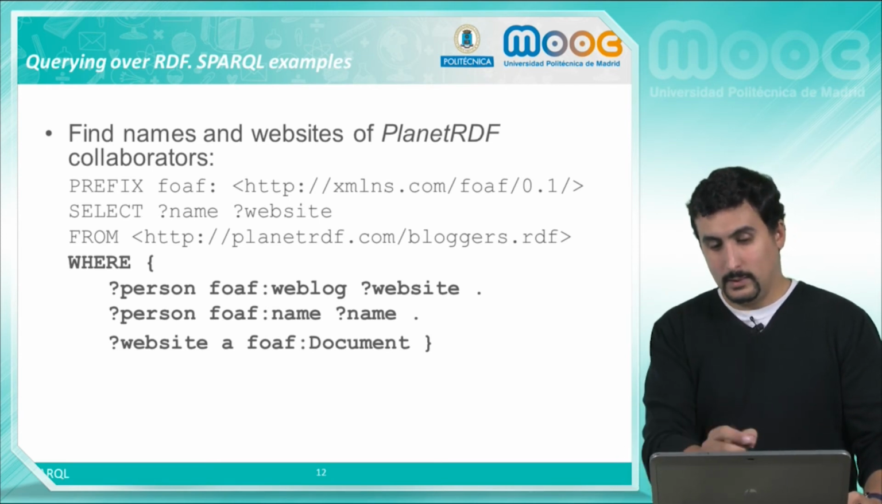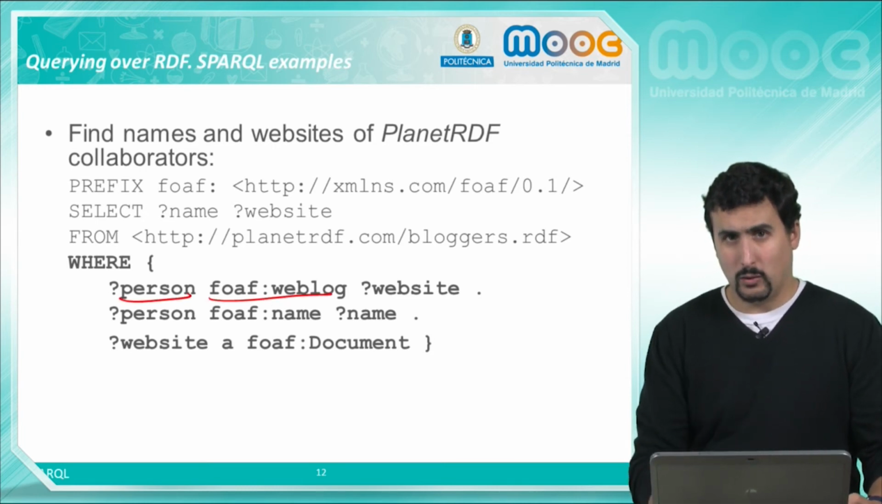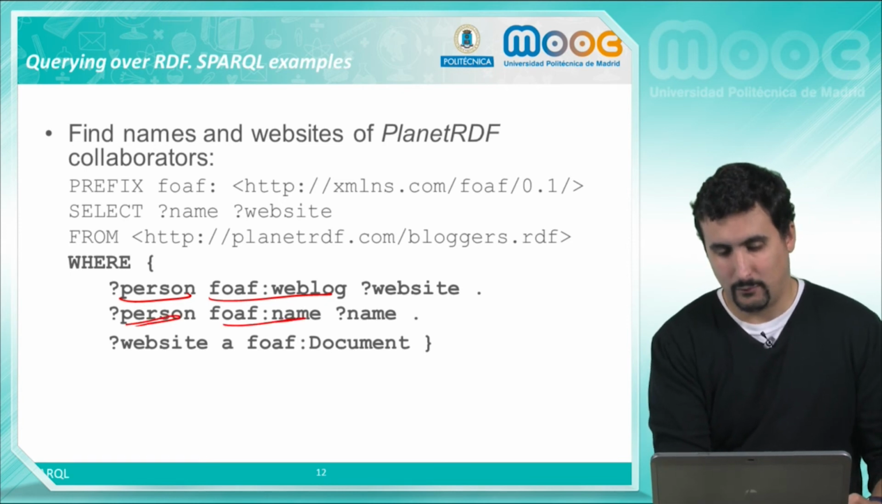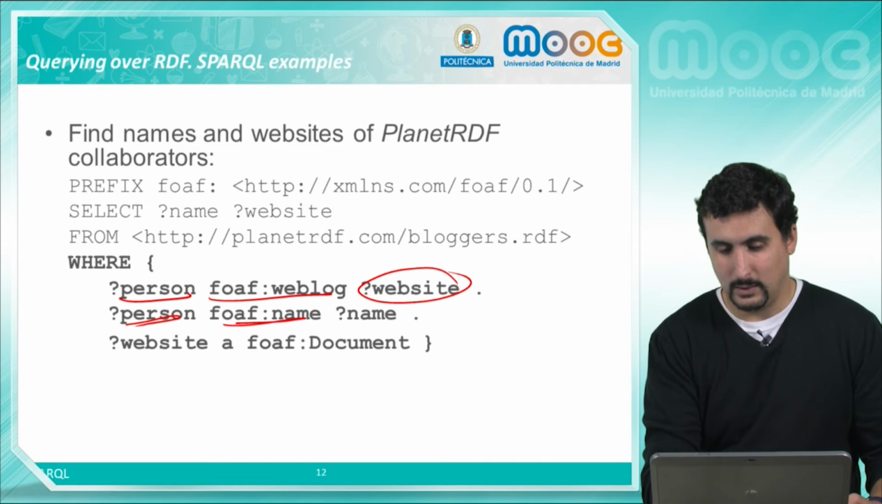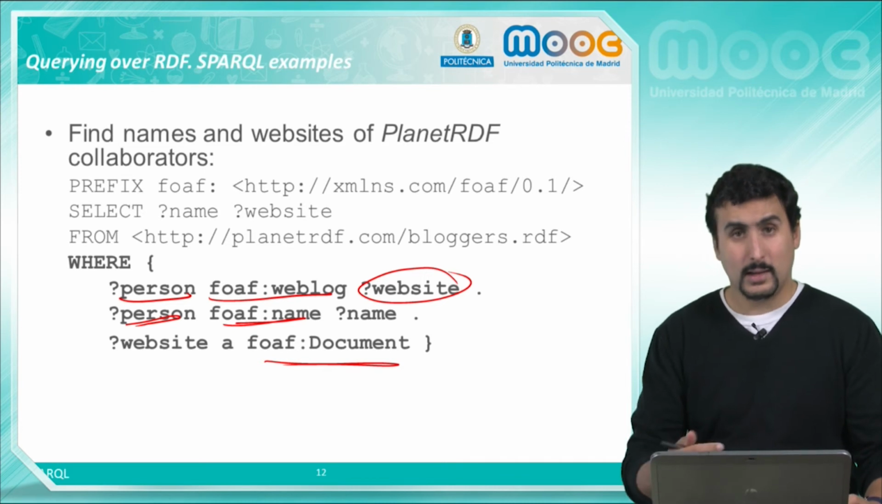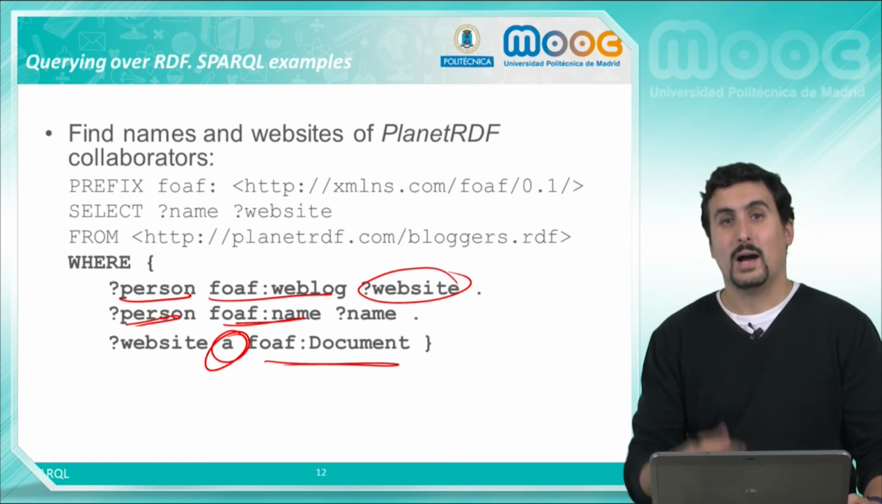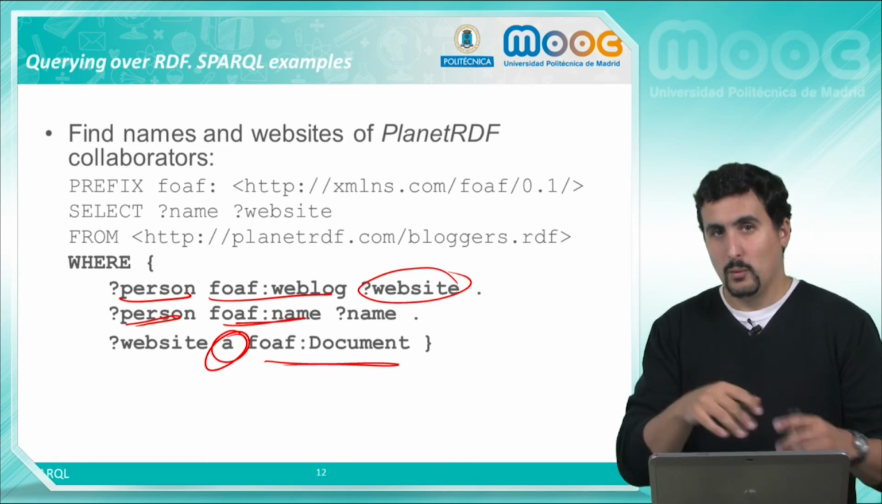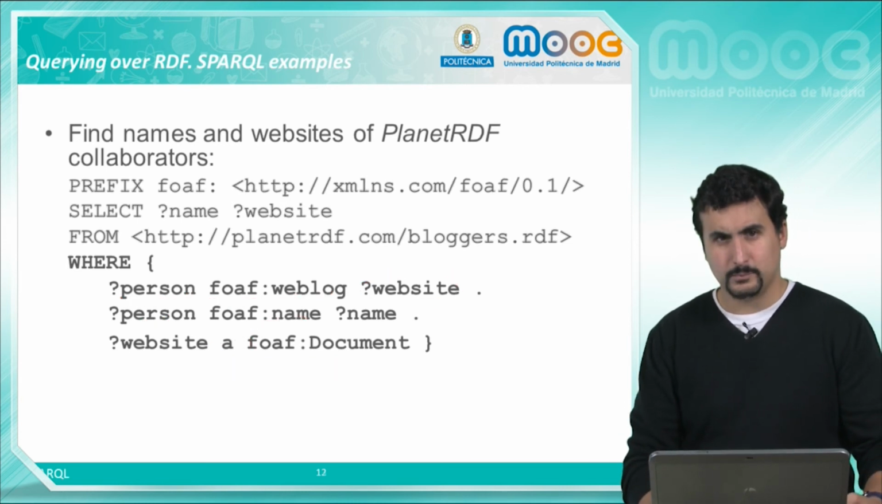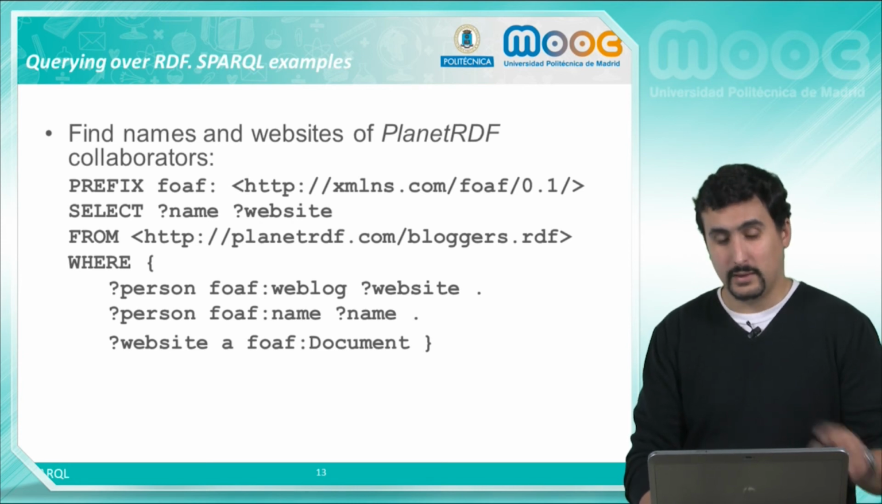So in this case, we are saying that we want a given person that has a weblog. We also want this same person to have a FOAF name, and that the website related to that person must be a FOAF document. Here we see again, as in the previous module, that we are using a as a short form of rdf:type. It's a way of saying rdf:type without having to type it. In the following videos, we will introduce in detail each of these components and see how to build queries using different features of SPARQL. For the time being, let's just keep in mind how these queries are written.